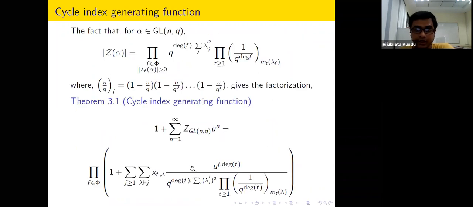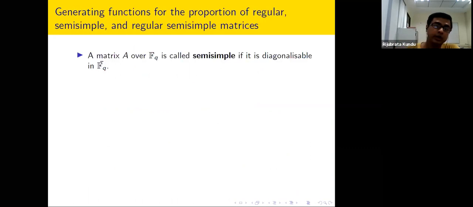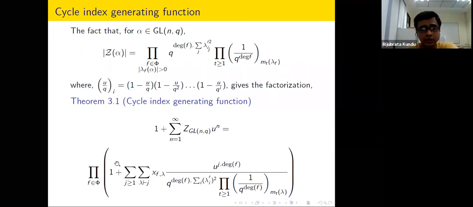So in the generating function, if you put x_{f,lambda} equal to one, then you get one as the coefficient for each n. That is basically one plus u plus u squared and so on, the geometric power series, which is one over one minus u. Now what this does is it gives a unified way to write the generating functions of certain kinds of proportions, which are really conjugacy class functions, so which are invariant under conjugation. For example, the power map that we have. So let us see a quick application of this formula.